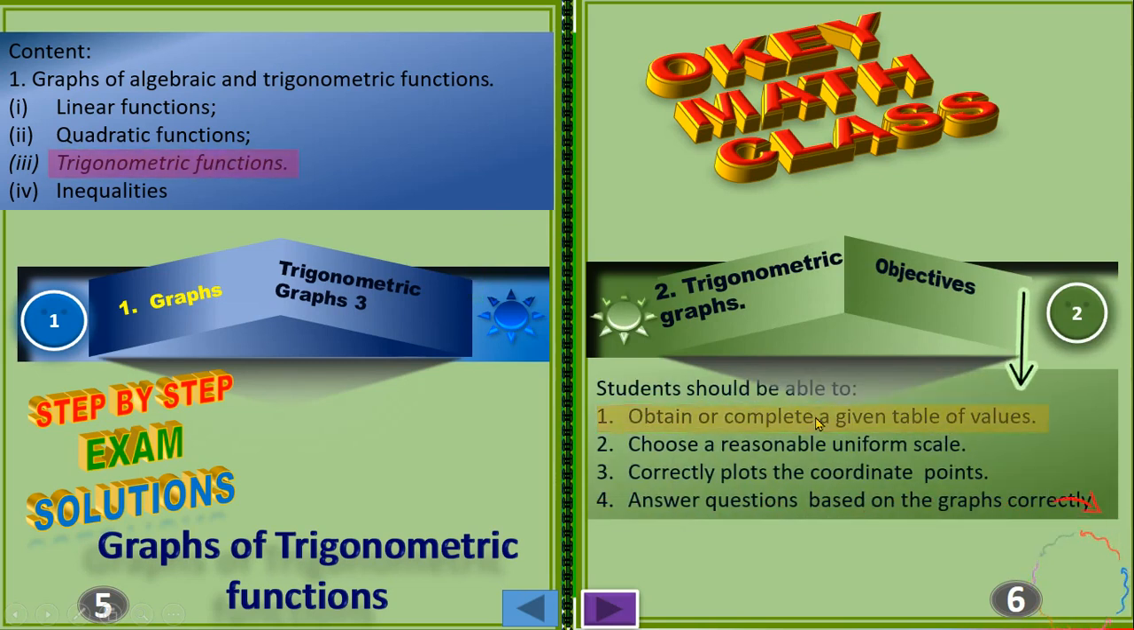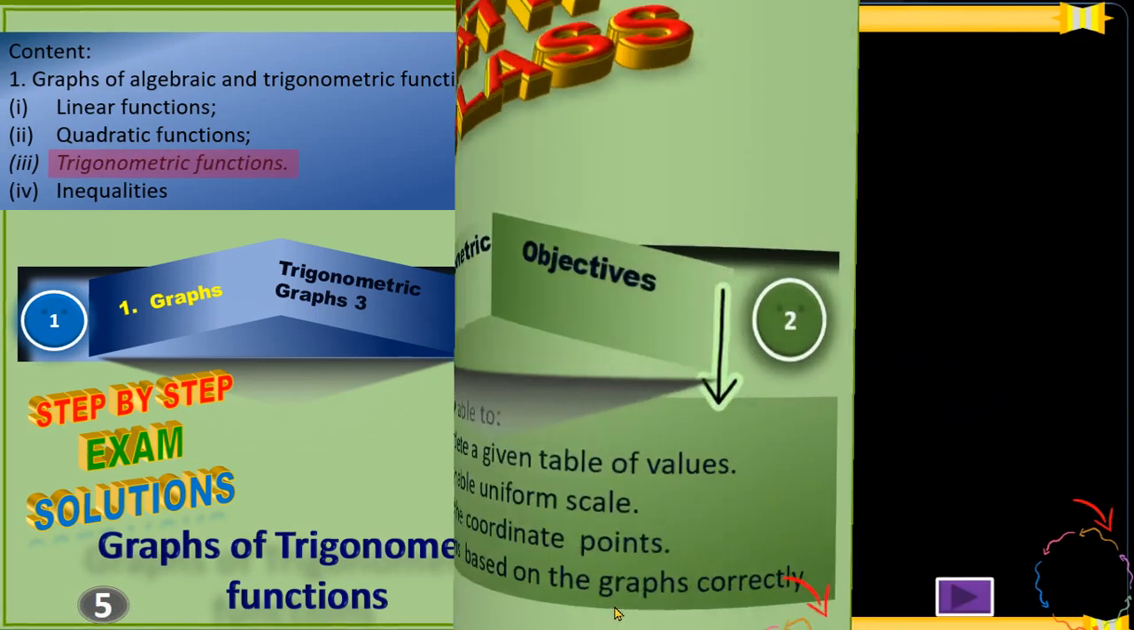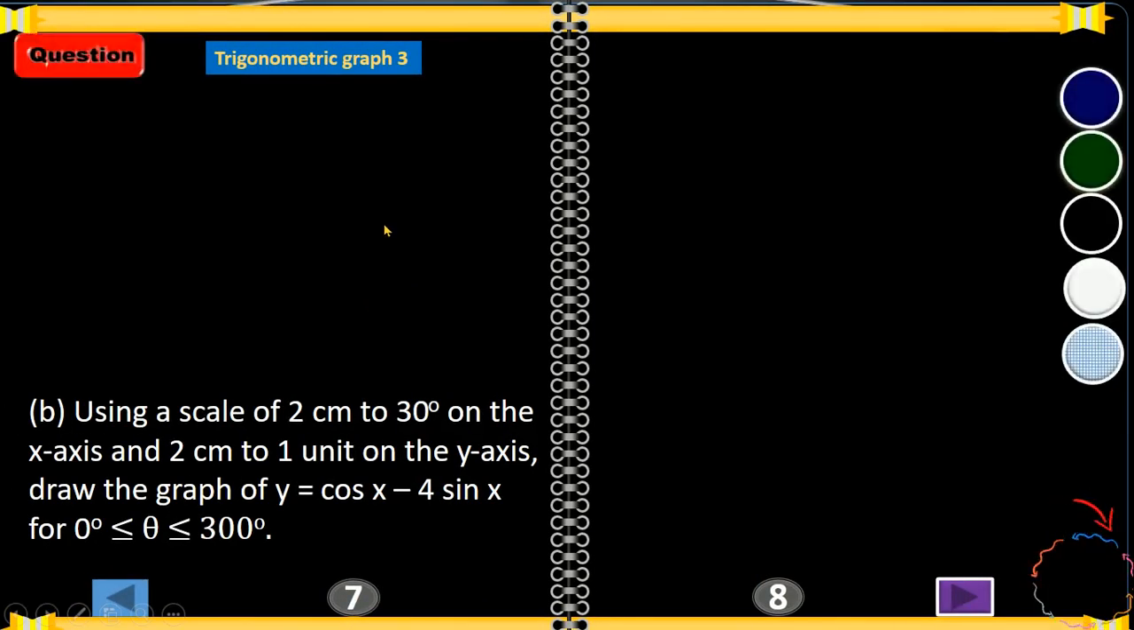Our objectives are: number 1, obtain or complete a given table of values. 2, choose a reasonable uniform scale. 3, correctly plot the coordinate points. 4, answer questions based on the graphs correctly. Trigonometric graph number 3.